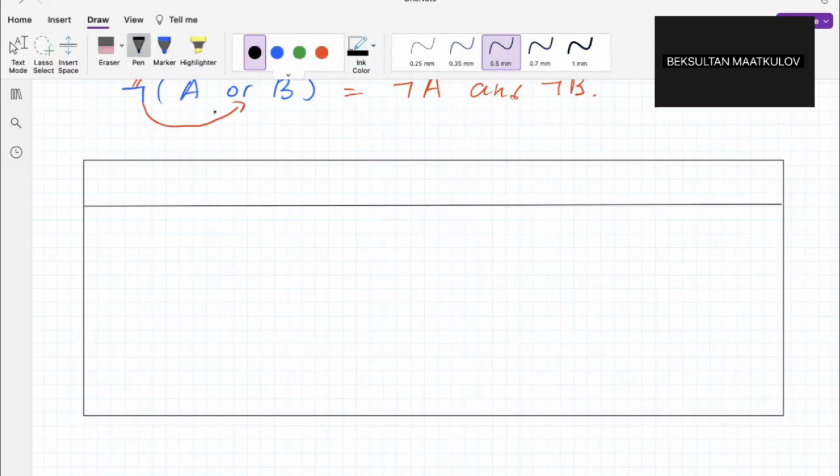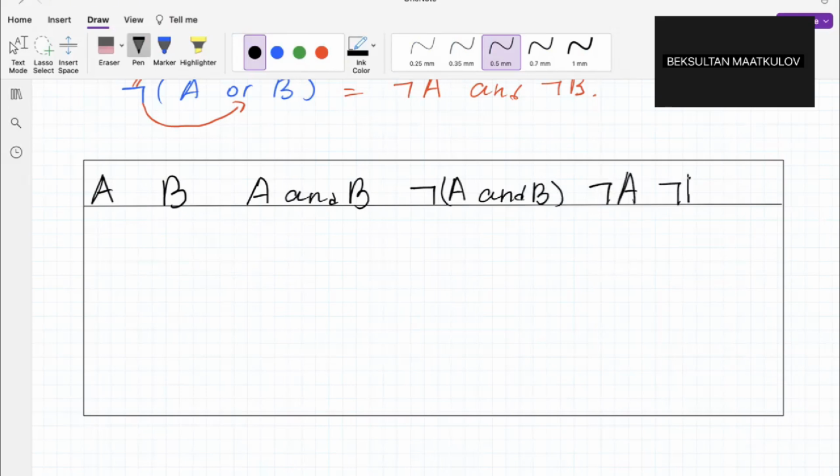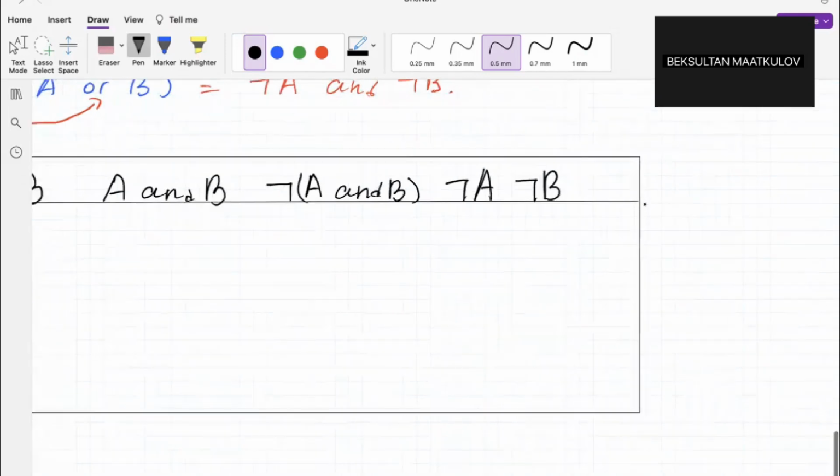Okay, you should have A, you should have B, you should have A and B, you should have not (A and B), you should have not A, then you should have not B, and the last part is to have not A or not B.